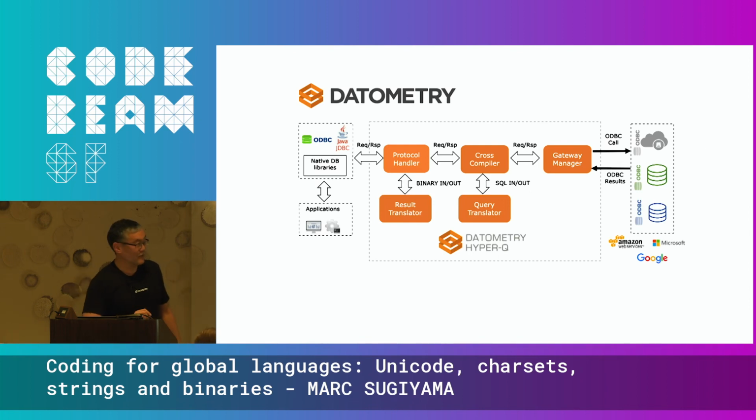So just quickly, what our product does is we act as a gateway between databases. We ingest SQL that's in one dialect, translate it, execute it against a database that understands a different kind of SQL, and then translate the results back. The challenge for us was that on the client side, the client could implement a variety of different character encodings. It could be Latin 1, UTF-8, UTF-16. And so we had to be able to respect that.